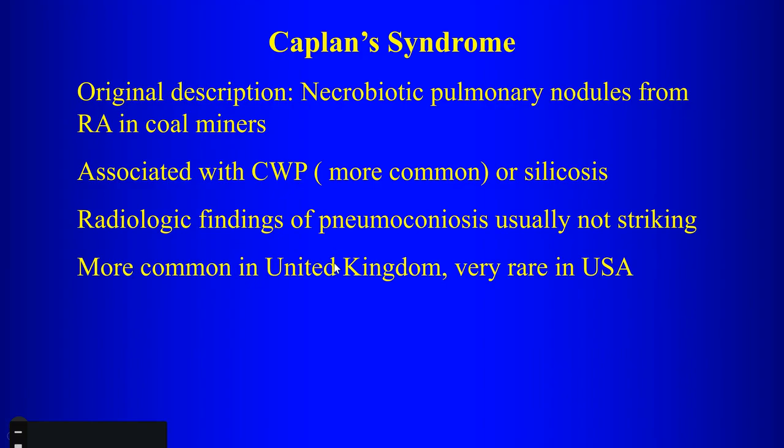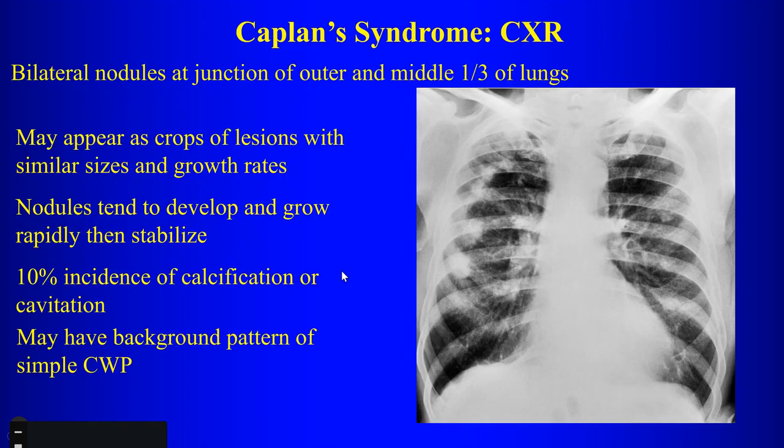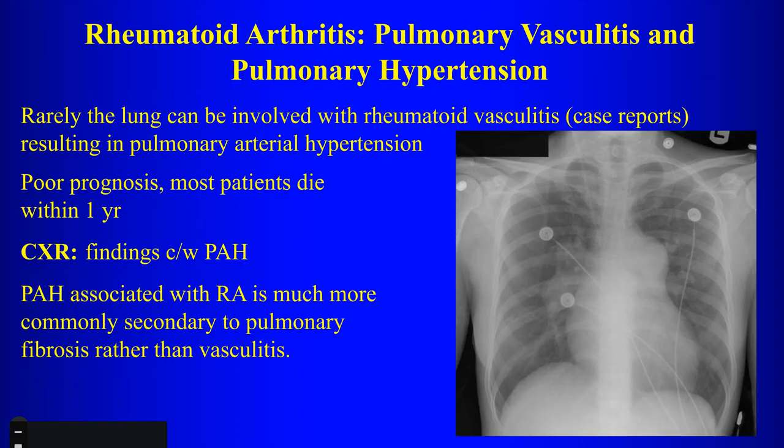The findings of the pneumoconiosis usually are not striking, but they can develop these crops of nodules within the lung. Typically, classically, about the same size nodules. Crops of lesions, they can grow rapidly, then stabilize, might have cavitation or calcification. You might have a background pattern of simple coal workers' pneumoconiosis, but it's really the rheumatoid history, and the fact that they're exposed to coal or silica.